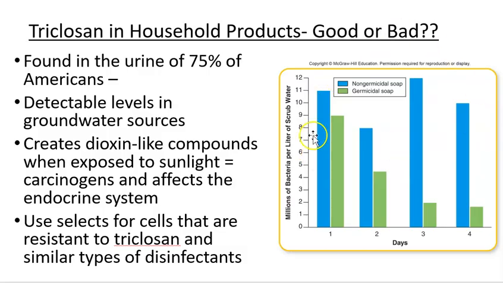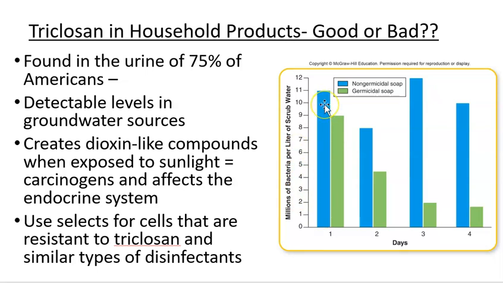And if we look at this little graph over here, what you can see is a comparison of the number of bacteria in the scrub water. So you wash your hands over a basin and you collect that water, and then you put some of it onto an agar plate and you count the number of colony forming units, which gives you the number of cells that are in the scrub water. Well, look at this. This is millions of bacteria per liter.